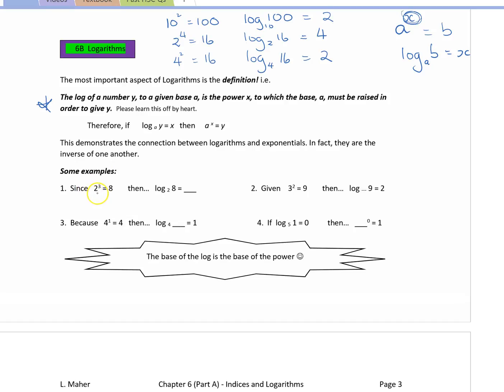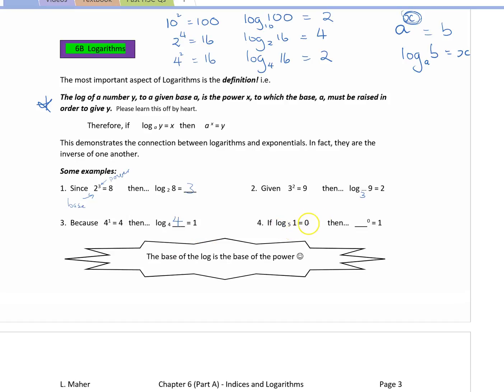Some examples. We know that 2 to the power 3 is 8. If we take the log of 8 to this base, and we've always called this the base, and the 3 was the index or the power or the exponent, then the log of the number to the given base gives me 3, the power to which 2 would need to be raised in order to get 8. We've got 3 squared is 9. Then we want the log of 9 to base 3, and that will be 2. 4 to the power 1 is 4. Then the log to base 4 of 4 is 1.